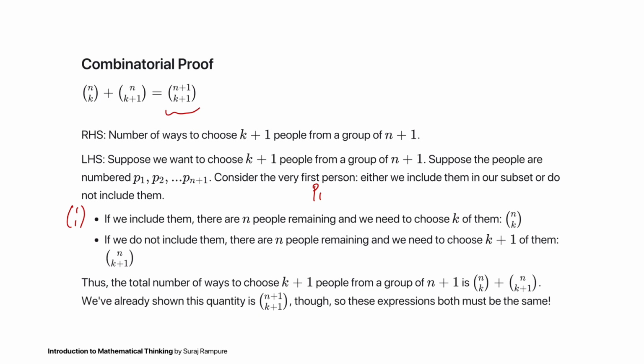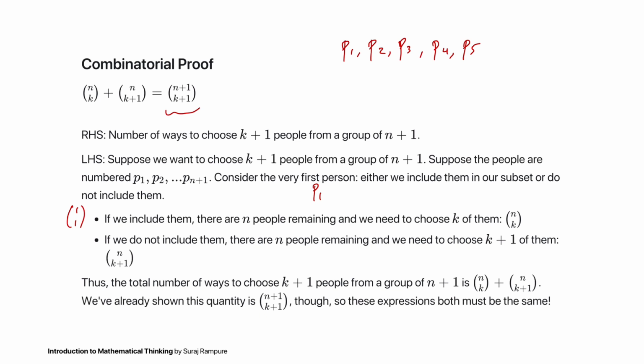If we don't include person 1 in our group, there are still n people remaining, but we still need to choose k plus 1 people, right? Because our goal is to choose k plus 1 people in total. In the first case, we're including person 1 in our subset, so there are only k remaining. But in the second case, we're not including person 1 in our subset, so we still have k plus 1 people that we need to choose. Is that clear?